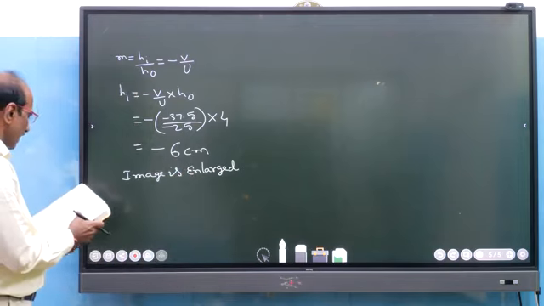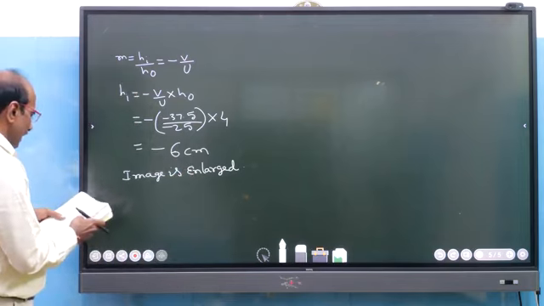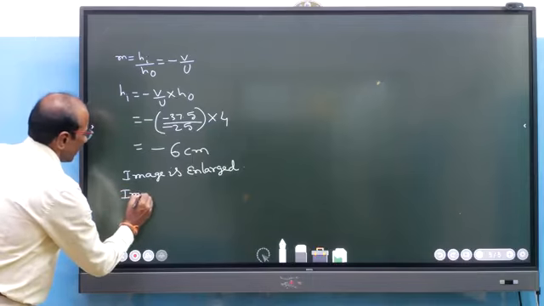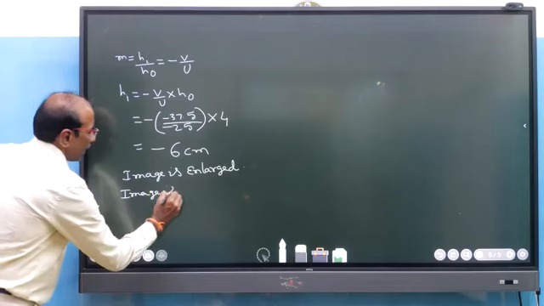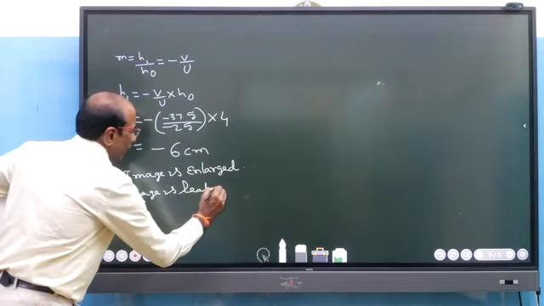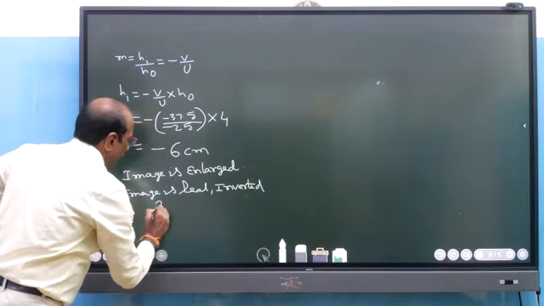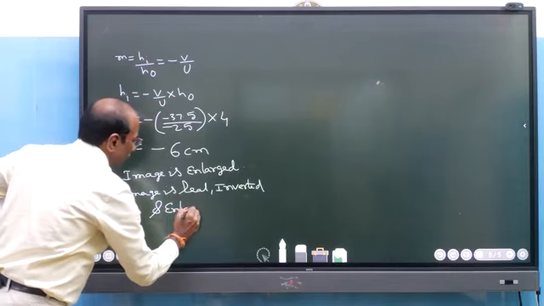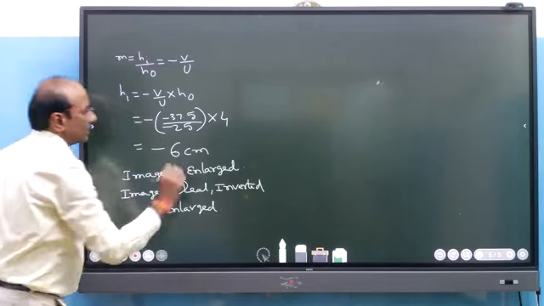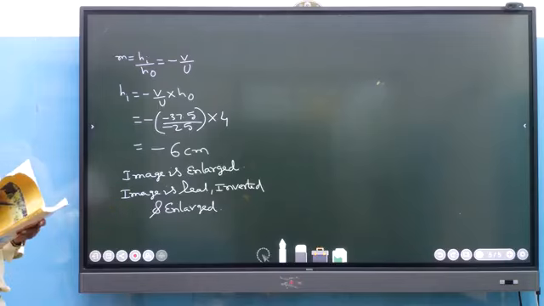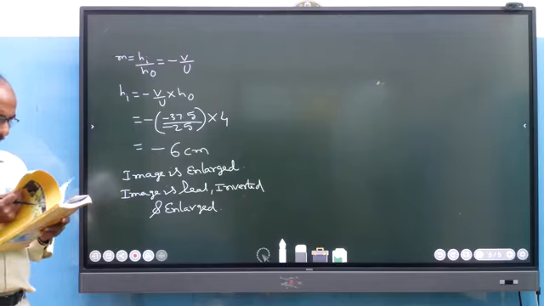So the image is real, inverted and enlarged. This is the answer for the second problem. Next, in the exercise, we can solve one more problem.